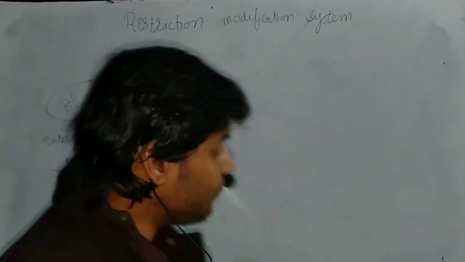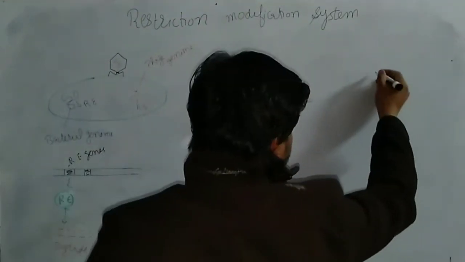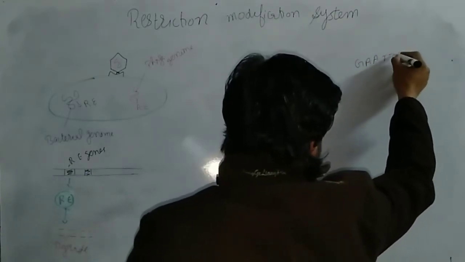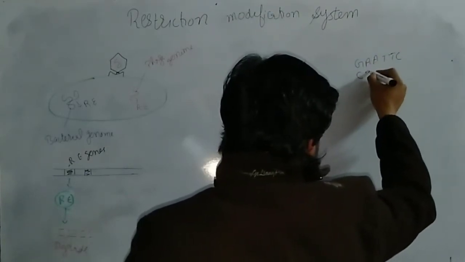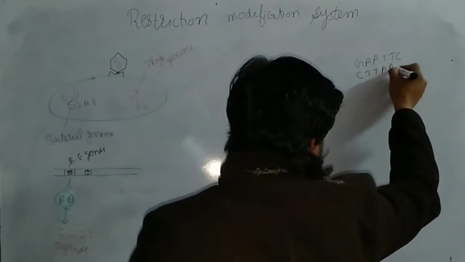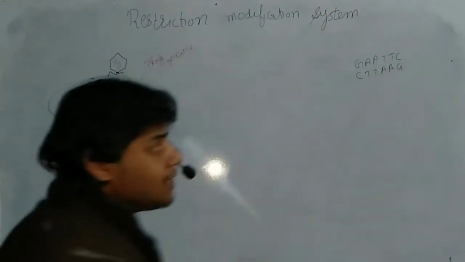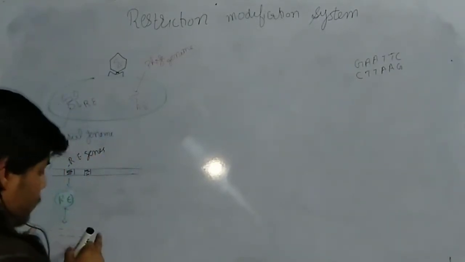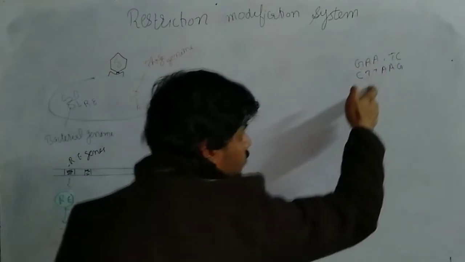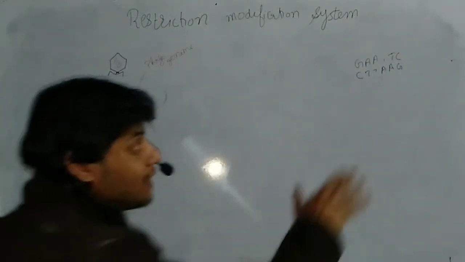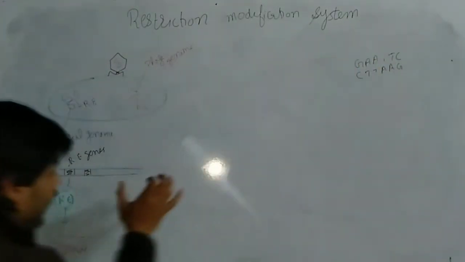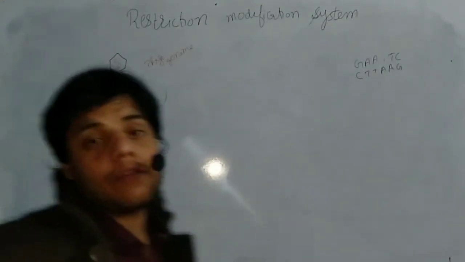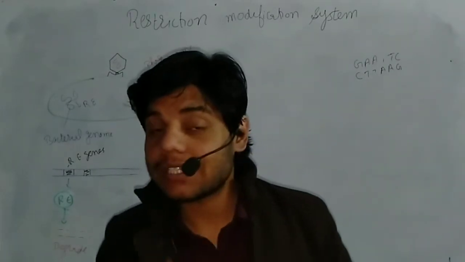Let's suppose the sequences are G, A, double T and C, double T, double A, G. If these are the palindromic sequences which are found in the phage genome, they will cleave it. Okay. If the same sequences are found here in the bacterial genome, they can also cleave their own genome as well, because this may be a chance.